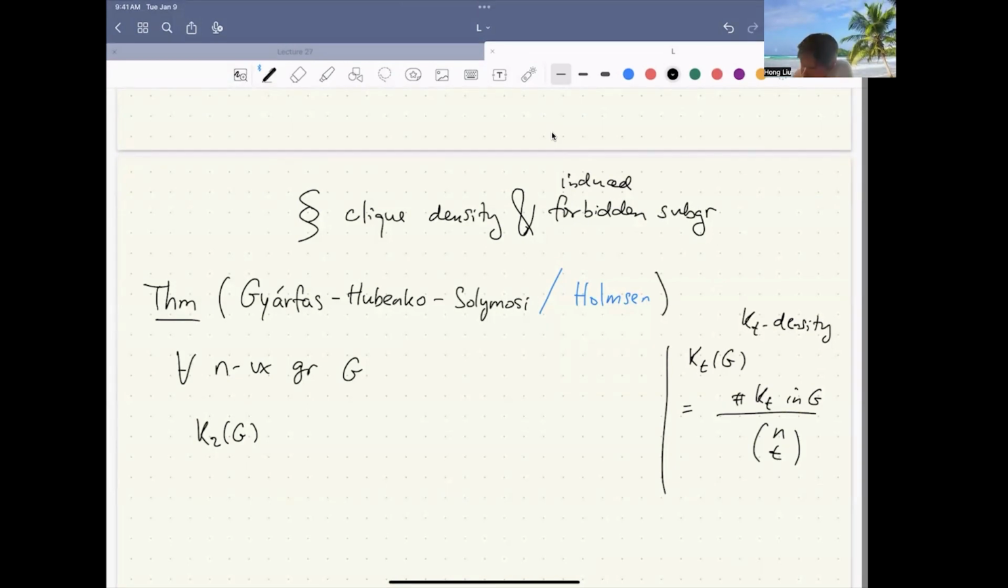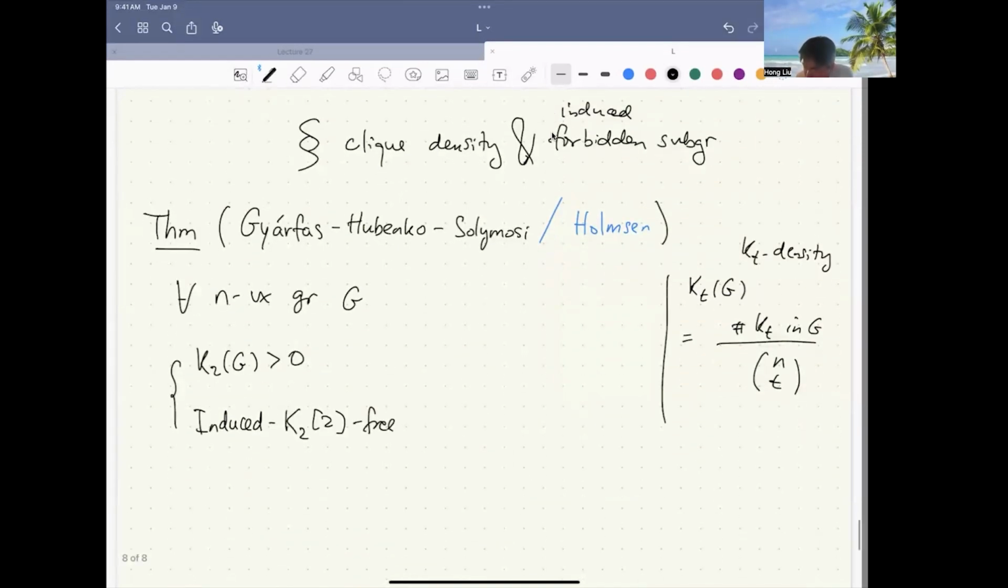So if your edge density is positive, and your graph is induced K_2 blow-up free. What is this K_2 blow-up? That means you replace a vertex by an independent set of size 2, and between them you put an edge. So this is basically induced C_4 free.